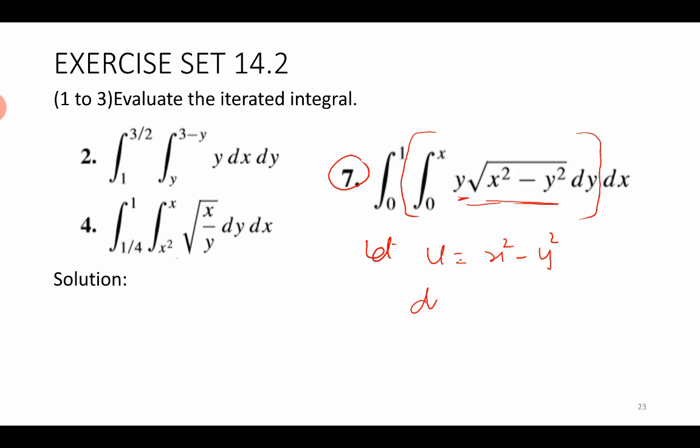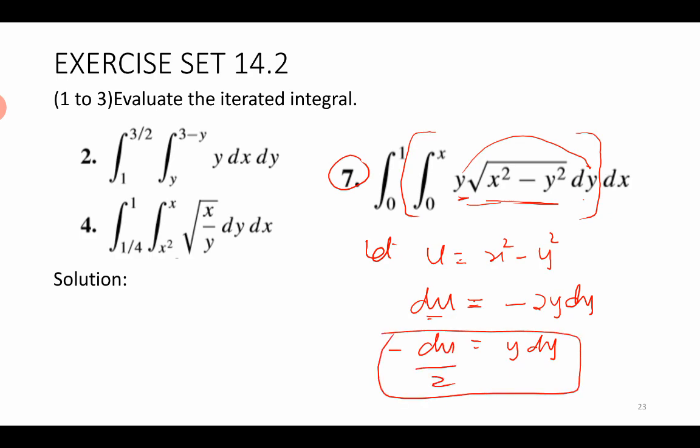So what is the du? du will be, x squared will be constant, so 0, minus 2y dy. We have to differentiate with respect to y because y is the variable in discussion. Therefore, we want y and dy to be clubbed. So y dy will be negative du over 2. Let's use all this information, and we want the limits of u. Let's change the limits as well.